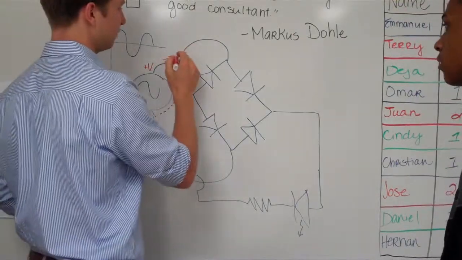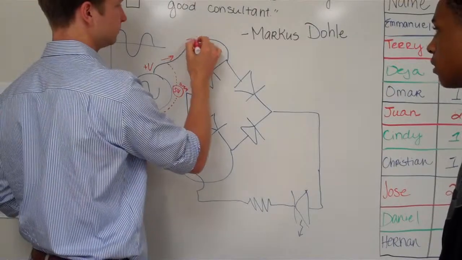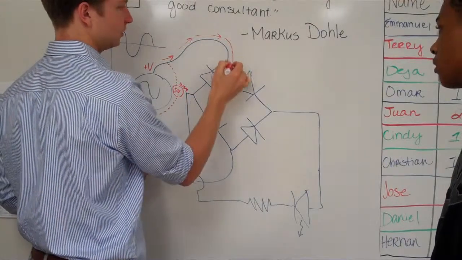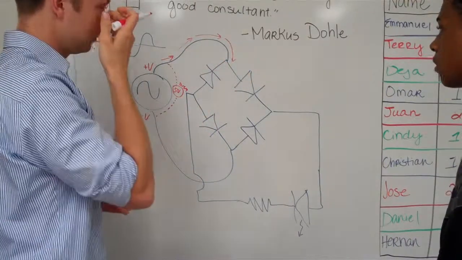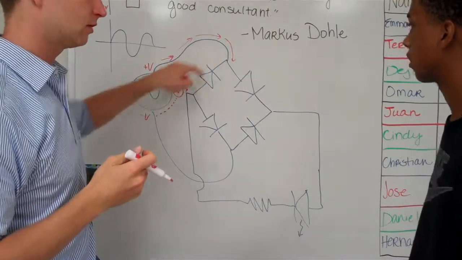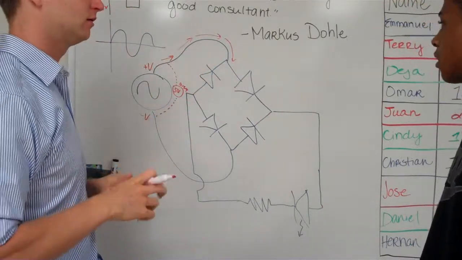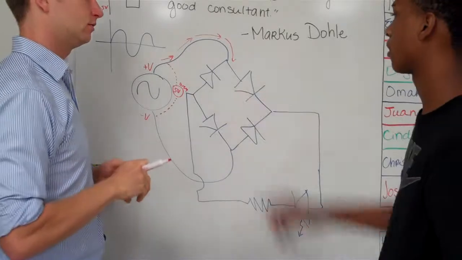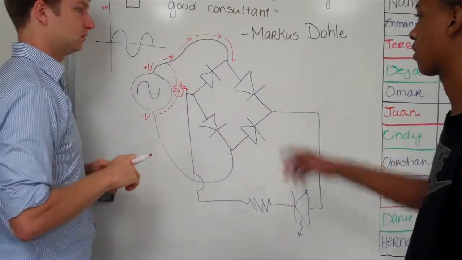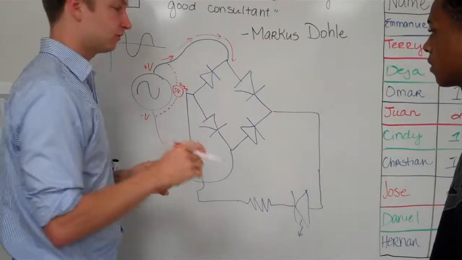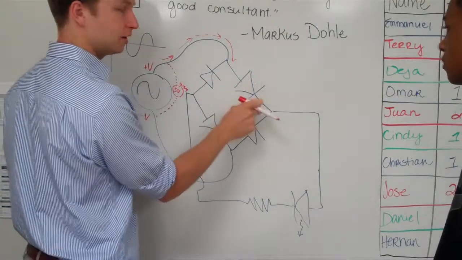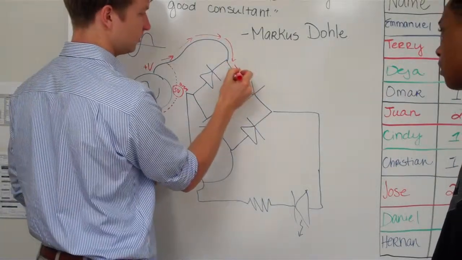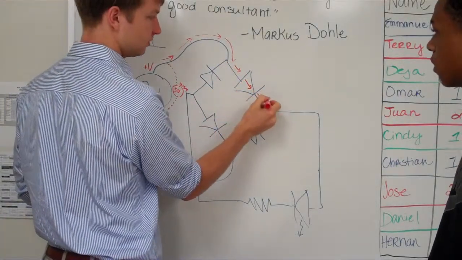So the current's going to happily flow. It's going to get to here. Where does it want to go? Can it go this way? Can it go this way? No. Why? Because the diode doesn't allow it. It only allows it to go downwards. It's a one-way valve. But can it go this way? Yes. So it's going to want to go here.